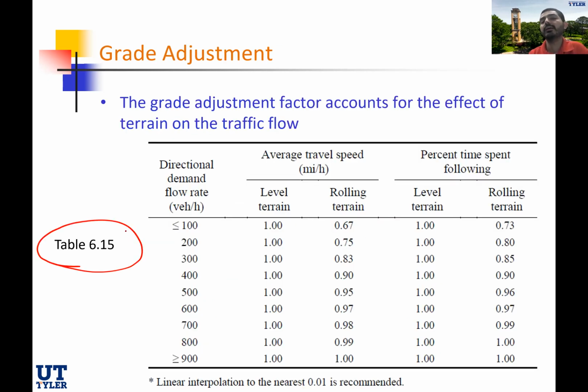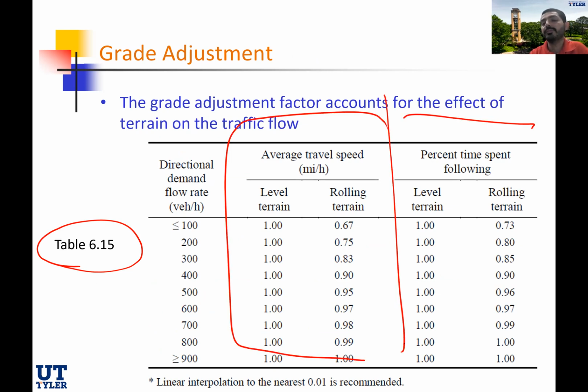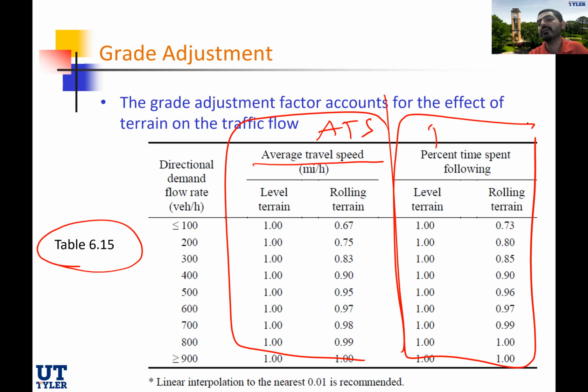We need to know why we have two pieces here of the table. Because it depends on the class. If you're doing class 1, you need to enter this table twice: one for the average travel speed, ATS, calculation, and one time for the percent time spent following calculation. And then you're going to pick whether it's level terrain or rolling terrain.